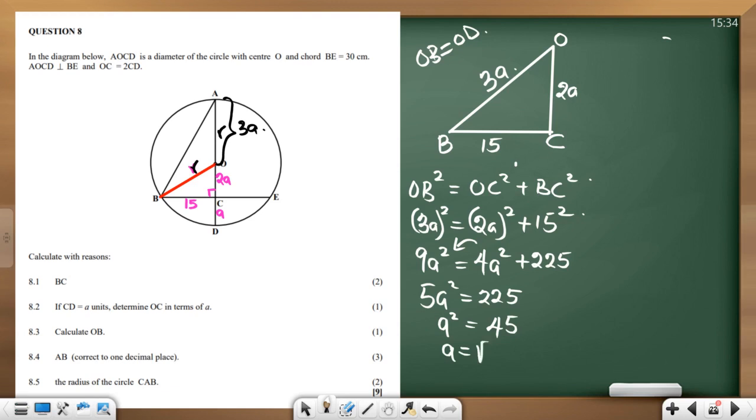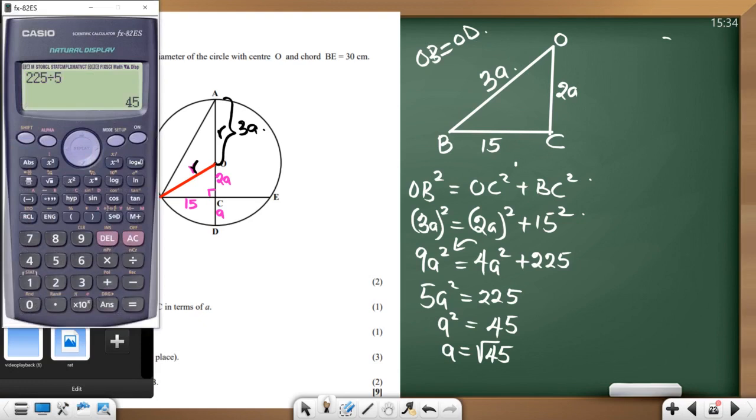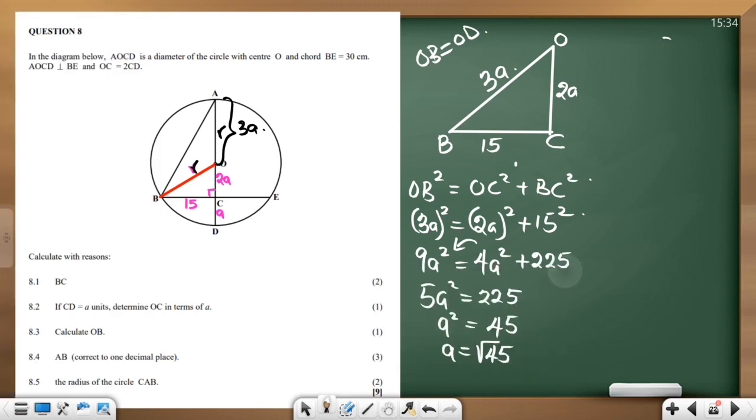So what is a? My a is the square root of 45. Let's just quickly check: 225 divided by 5 is 45. We look for the square root of 45, which is 3 root 5. So a is 3 root 5, which gives us a chance to get our OB. Our OB is 3a, 3 multiplied by 3 root 5, and that is 9 root 5. Lovely.